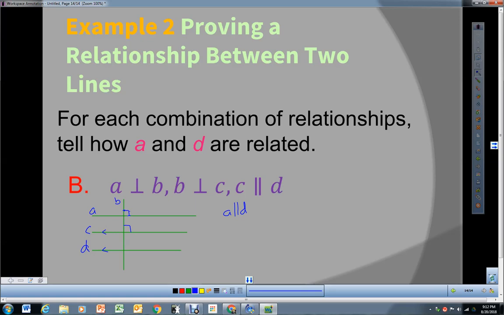So it's not always going to end up with A parallel to D, but the best way to do it is to draw a picture of each situation and make sure you label it and mark it, and then you can determine at the very end what the relationship is from line A to line D. All right, that concludes lesson 3.4.